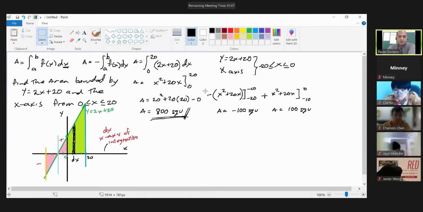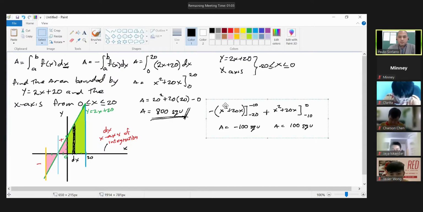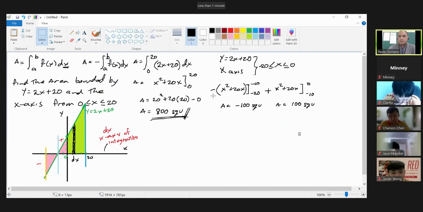Okay, let me fix that. Let's copy this one. Yeah, this is already the final answer. So this one now is no longer negative. That becomes positive. So the area is equal to this plus this. So the total area is equal to 200 square meters.